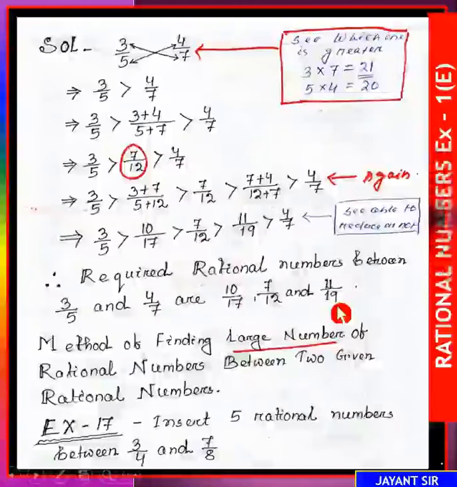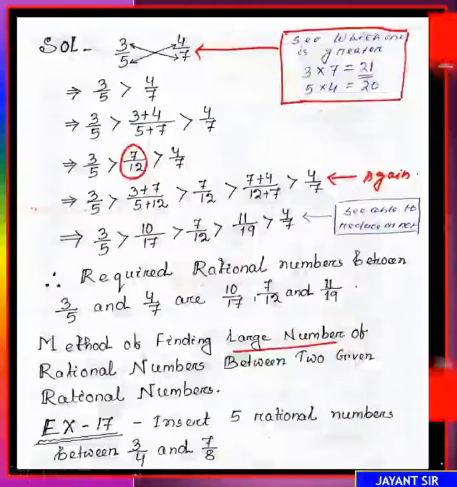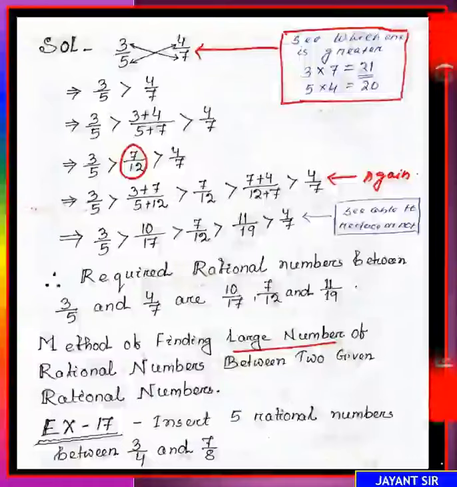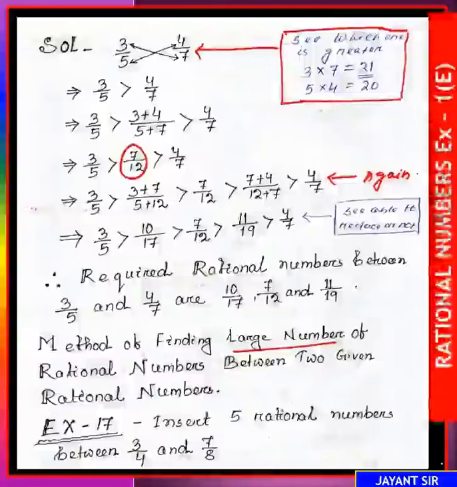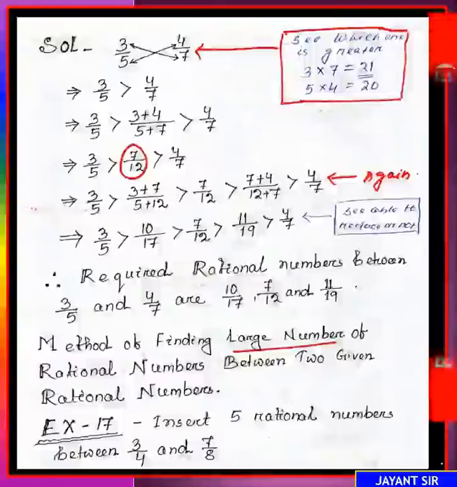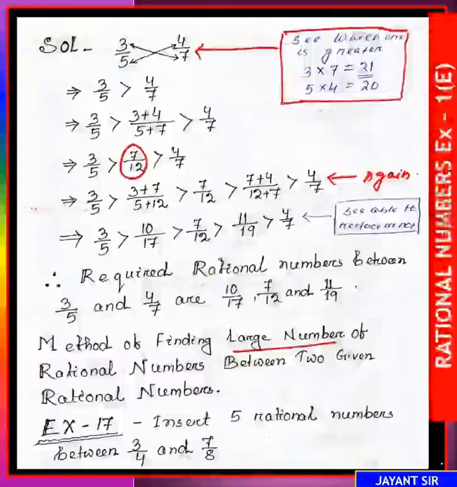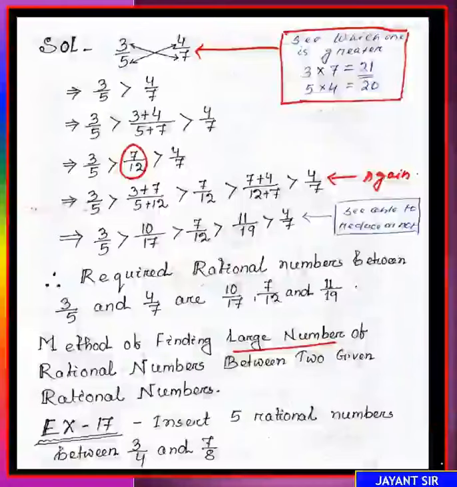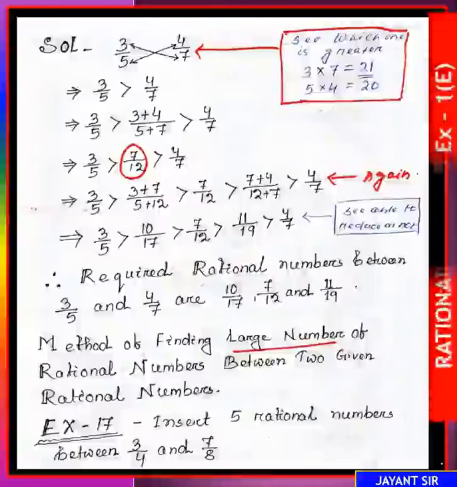Now, whenever there are two rational numbers given and we have to find three rational numbers, okay. Whenever a large number of rational numbers are to be found, it takes a long time. So that's why we are going to learn the shortcut method, the method of finding a large number of rational numbers between two given rational numbers. See example 17, then only you can understand.